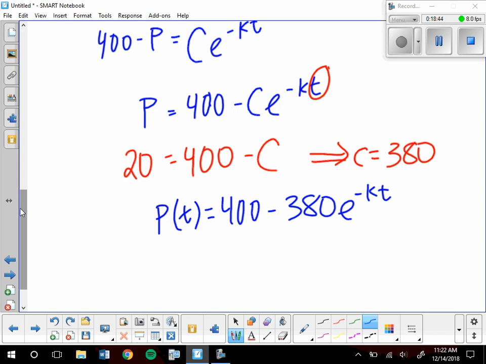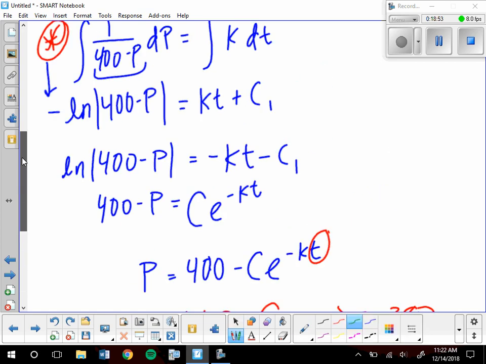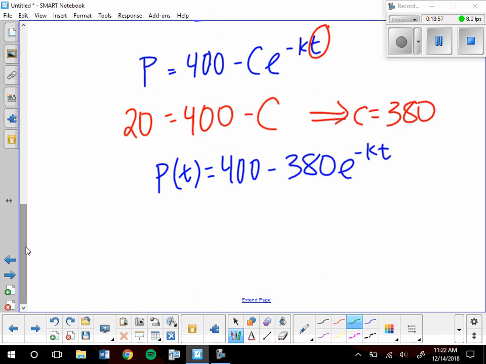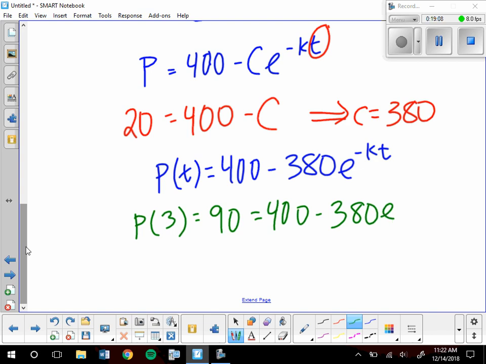The difference here is that we were not given k. However, we were given another data point, and that is that at time 3, the population is 90. So I know that p of 3 equals 90, which equals 400 minus 380 e to the negative 3k, if I plug in 3 for that t.